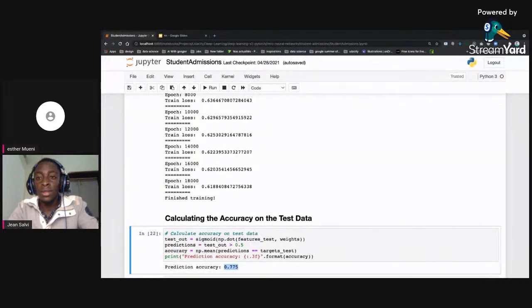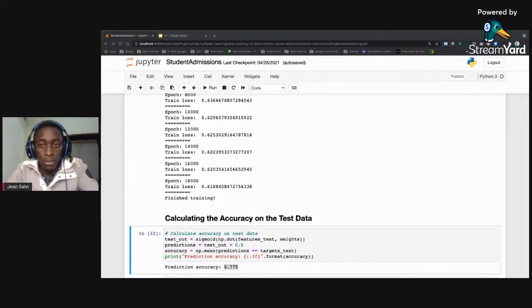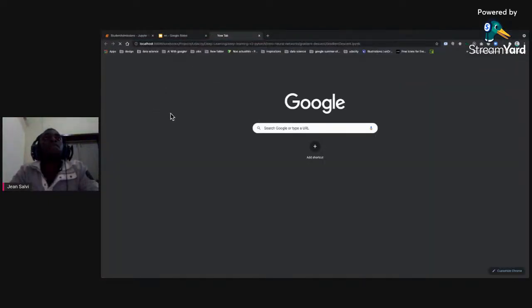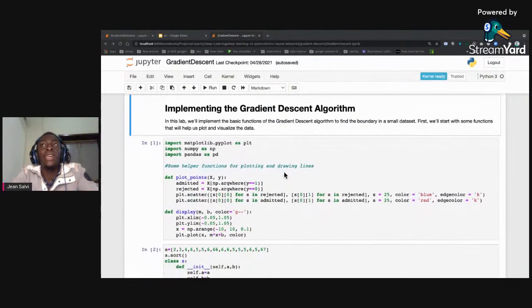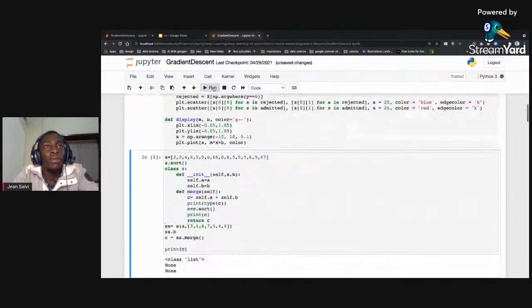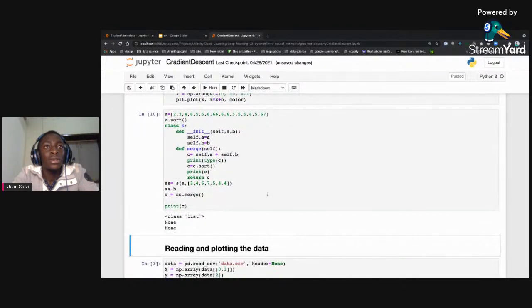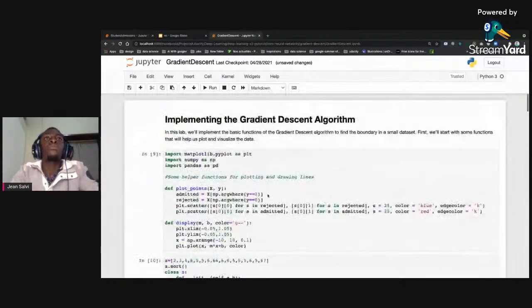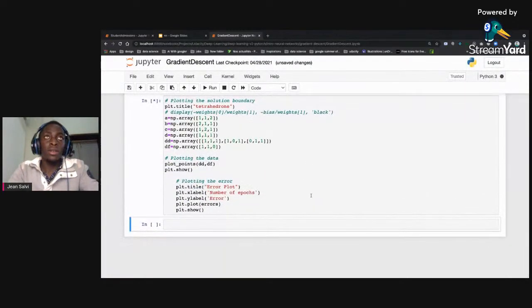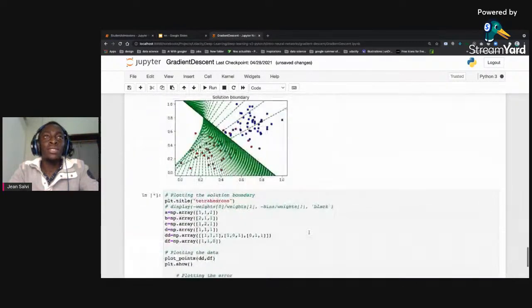So let me try to explain another one, the one which is more visual, for gradient descent. So I'm trying to explain gradient descent, how it works actually.